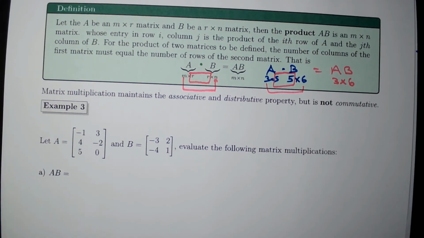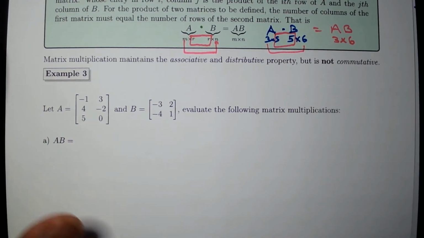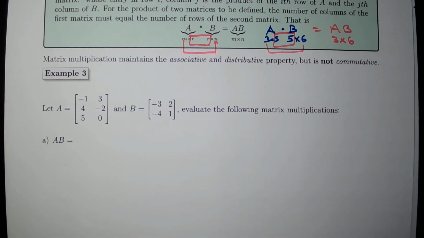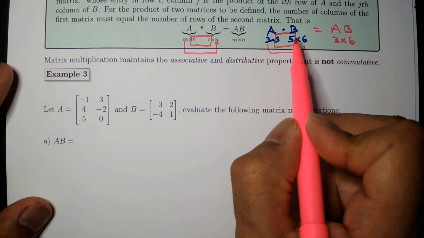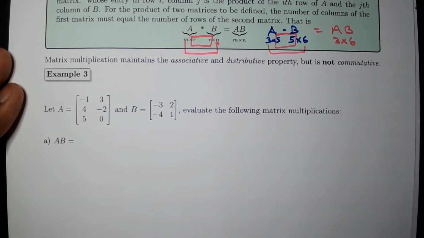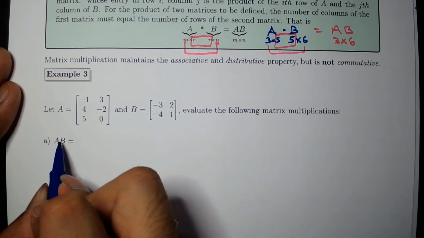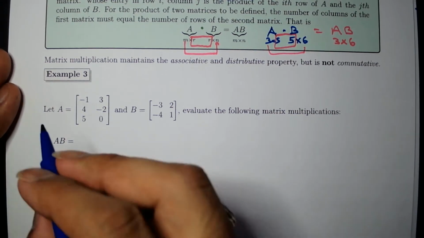Let's do one example to see this in action. For example, A and B. Let's see first if the product is defined. Otherwise, if these two numbers are not the same, then the product is not defined. So let's multiply A and B. By the way, in this case, order is going to matter.